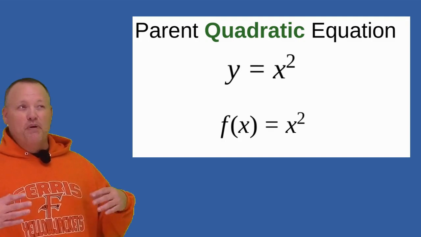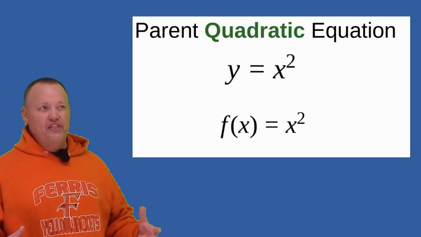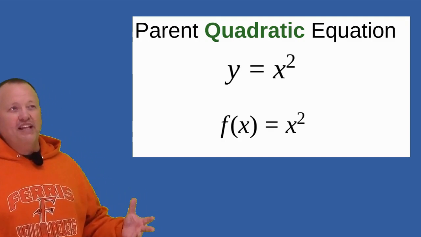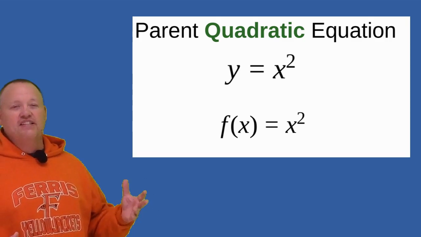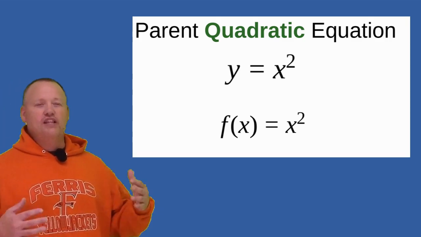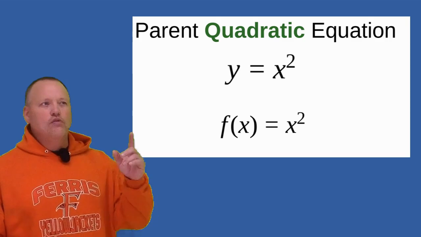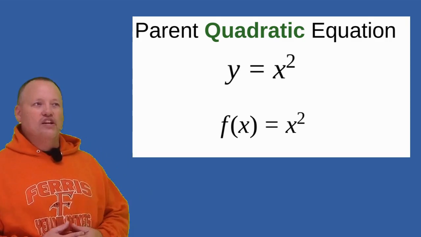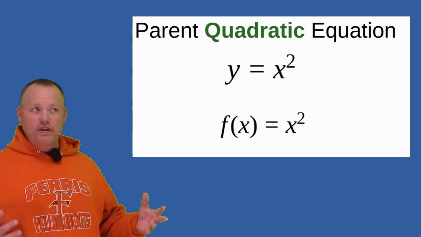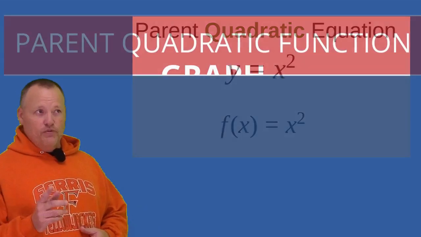We're talking about the parent quadratic function, and what that looks like is this: y equals x squared, or f of x equals x squared. So to tell if your function is quadratic, you want to look for that 2 that is on top of the x. And knowing that it's a function, remember that.